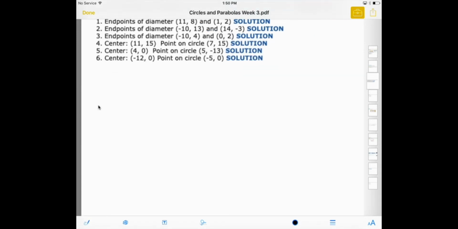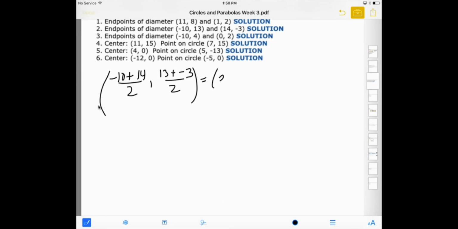Alright, so now that we got the first one out of the way, the next one should be a lot quicker in terms of actually working them out and solving them. So I'm going to start with finding the midpoint, since I have endpoints of a diameter just like I did last time. So I'm going to add the x's together, divide by 2, and then add the y's together, divide by 2. Negative 10 plus 14 is 4, divided by 2 should get me just 2.